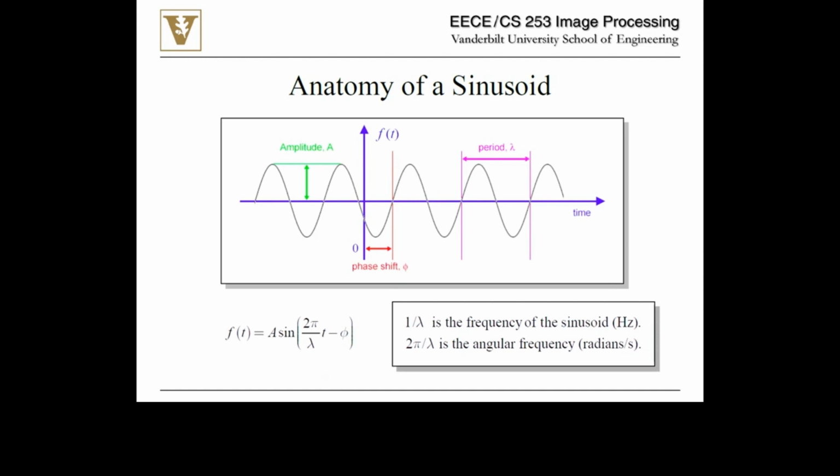The period is 1 over frequency, and it is the distance between two equivalent points. So these 2 points are equivalent because they have the same phase, and the same happens here. And in general, this is the equation of a 1D sinusoid. And then you have the definition.